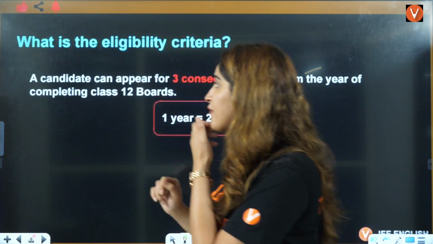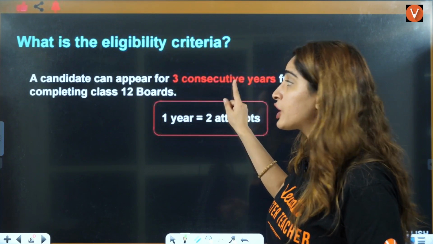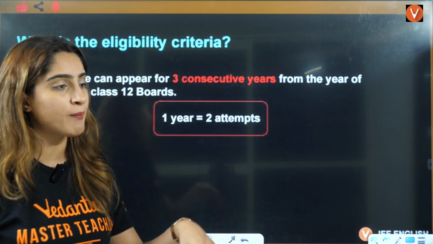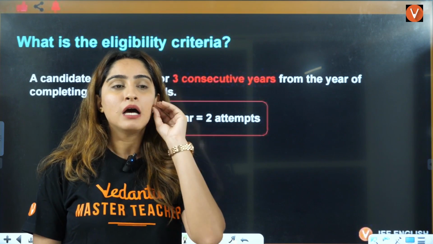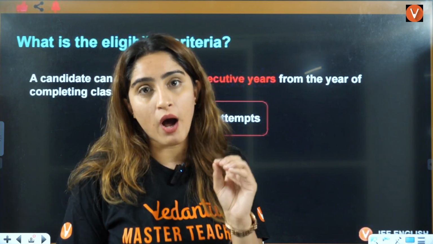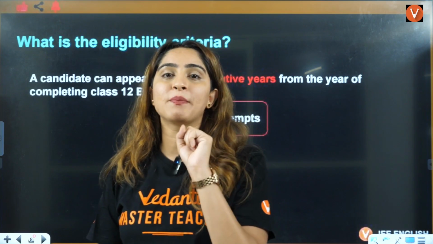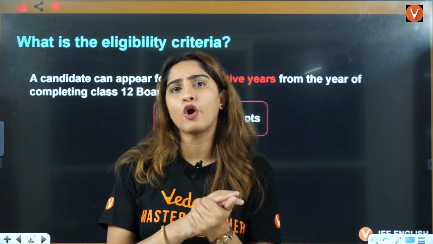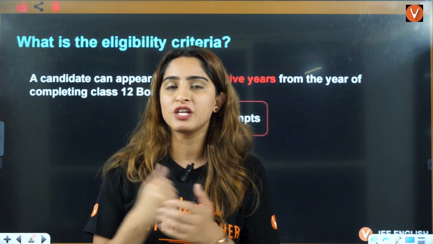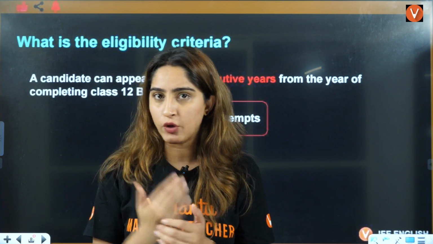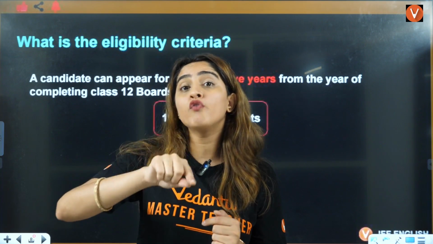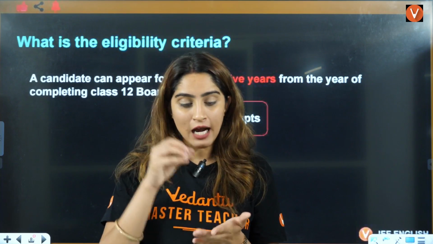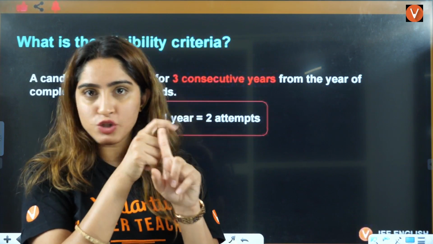First thing is, I'm talking about 3 consecutive years, not attempts. Years we are talking about. 3 years are applicable for JEE Mains. 2 years are applicable for JEE Advanced, right? So, for example, you have cleared your 12th board examinations in 2025. In that case, you will be eligible for 2026, 2027, right? That means 2025 also you have taken.